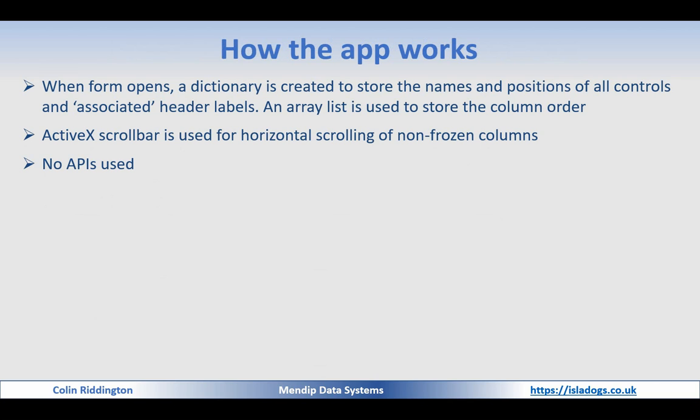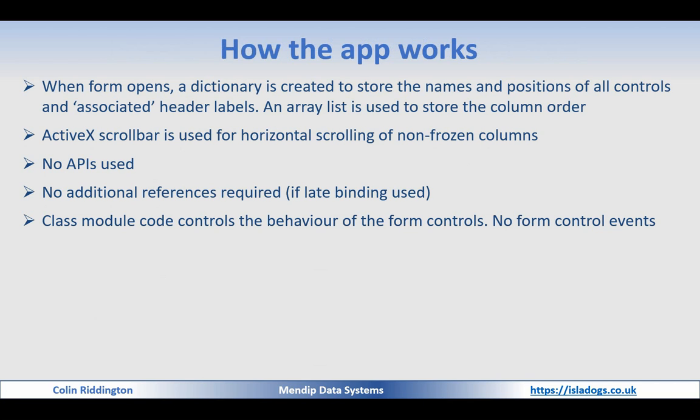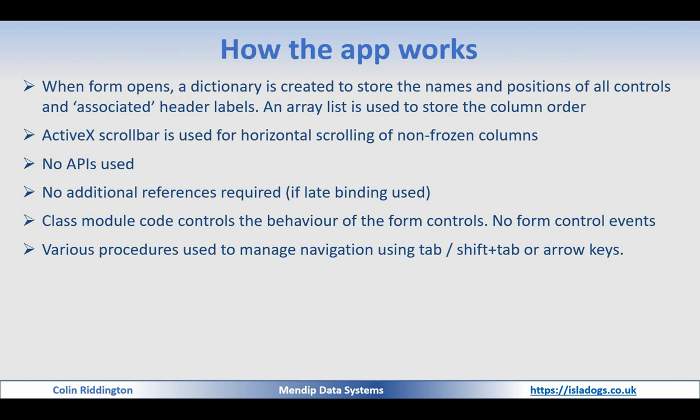No APIs are used anywhere in this application. It works in 64-bit and 32-bit with no changes needed. If you use late binding, which I recommend, no additional references are required. If you do want to use early binding, then you need two references that are explained in the article. Class module code controls the behavior of the form controls. There are absolutely no form control events for the header labels or for the controls in the detail section. We use various procedures to manage navigation using tab, shift tab, or arrow keys. Between those, it works in exactly the same way as a datasheet form.